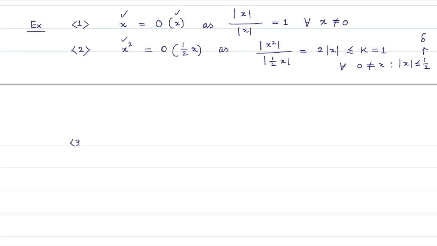Let us consider a few more examples. A real valued variable x is not big O of x square, because here modulus of f(x), which is mod x, divided by modulus of g(x), which is modulus of x square, is equal to, for non-zero x, 1 over mod x, which is unbounded as x approaches 0.